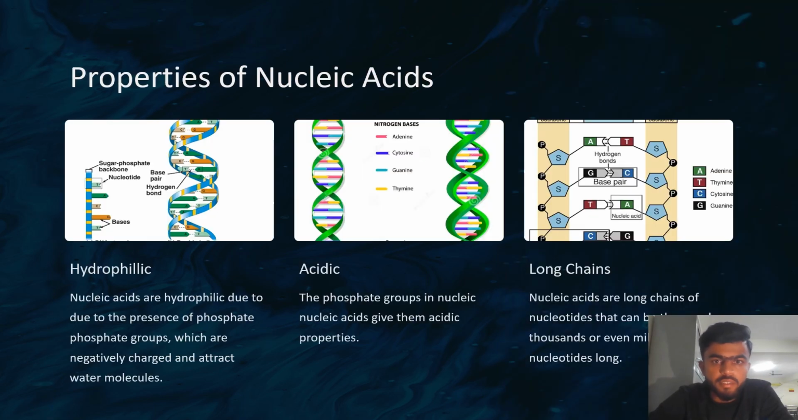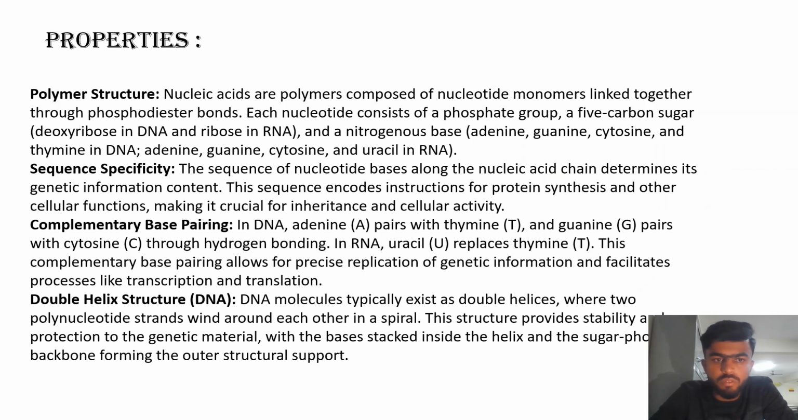Properties of nucleic acids: hydrophilic, acidic, and long chains. In the next slide, we will discuss the properties in depth. The first property is the polymer structure. Nucleic acids are polymers composed of nucleotide monomers linked together through phosphodiester bonds. Each nucleotide consists of a phosphate group, a 5-carbon sugar, deoxyribose in DNA and ribose in RNA, and a nitrogenous base: adenine, guanine, cytosine, and thymine in DNA; adenine, guanine, cytosine, and uracil in RNA.